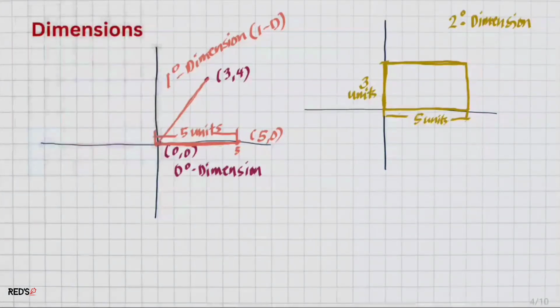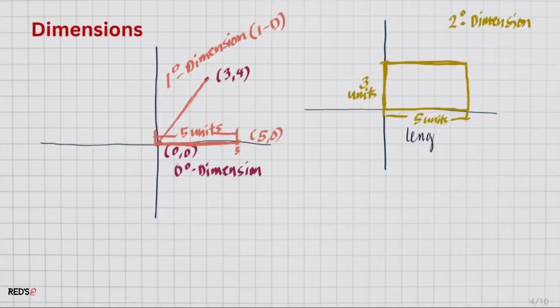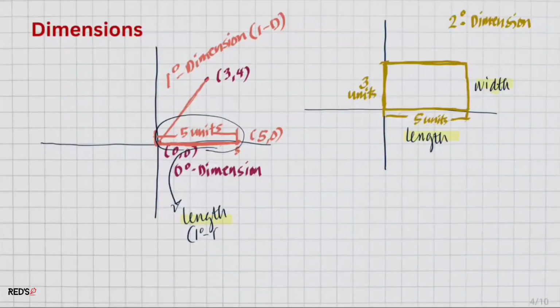So if that is 2 dimensions, we have what we call the length and the width, right? Those are the length and the width dimensions. Now, previously we only had here length. So that's your 1-degree dimension, if an entity has only 1-degree dimension. But if it has already the length and the width, that's already in 2D.